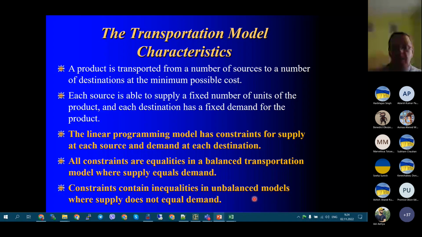Constraints are equalities in a balanced transportation problem, where supply equals demand, and constraints contain inequalities in unbalanced problems, where supply does not equal demand. So at least here you have to understand that we have three cases: the balanced problem, when we have equality, and two cases for the unbalanced problem.